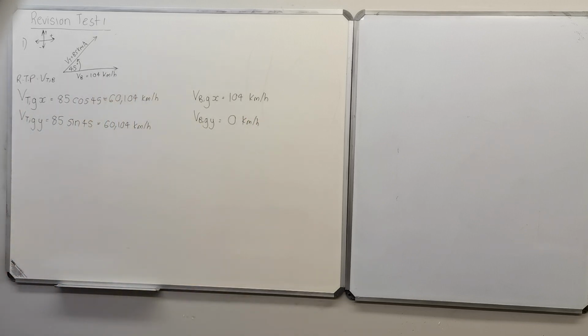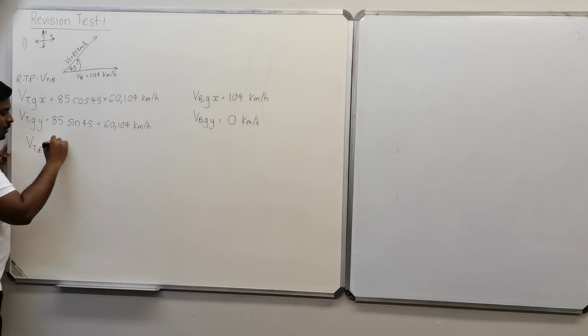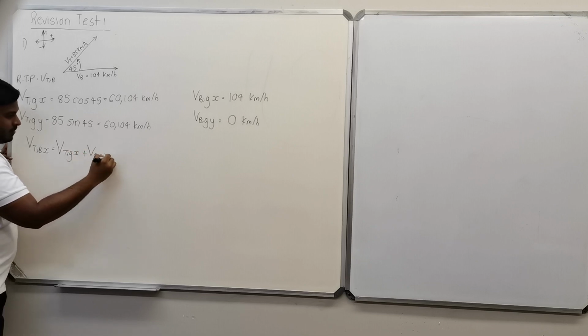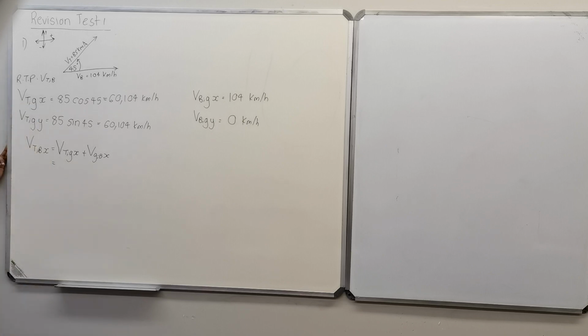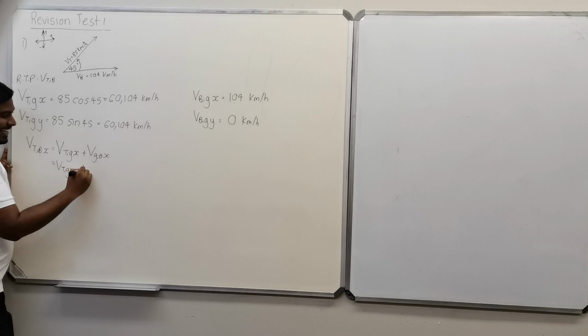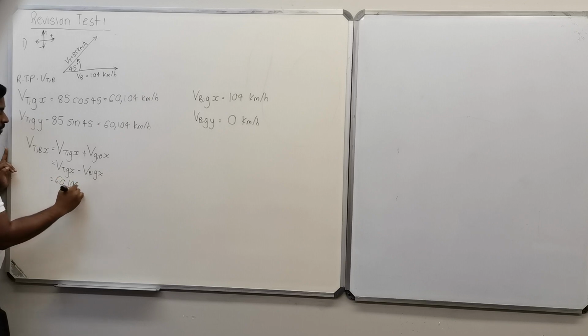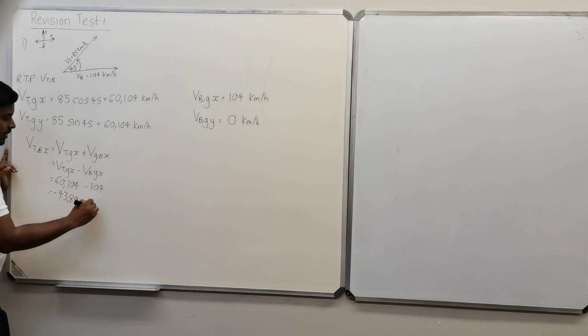Using that, we're going to work out the velocity of the truck relative to the bus along the x-axis. So the velocity of the truck relative to the bus along the x-axis is equal to the velocity of the truck relative to the ground along the x-axis plus the velocity of the ground relative to the bus along the x-axis. Now we make both relative to the same term, which is the ground. Do you all understand how we got this? So this is 60.104 minus 104, which is equal to minus 43.896 kilometers per hour.